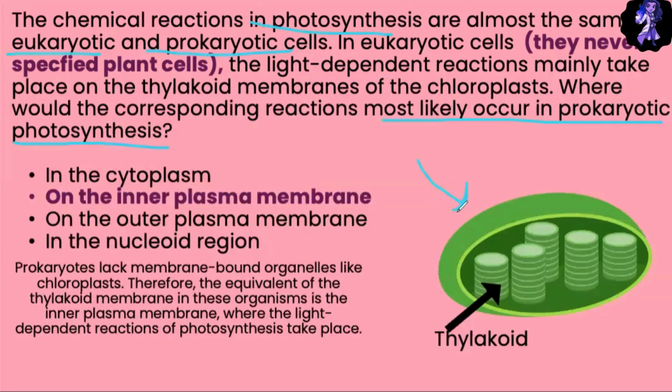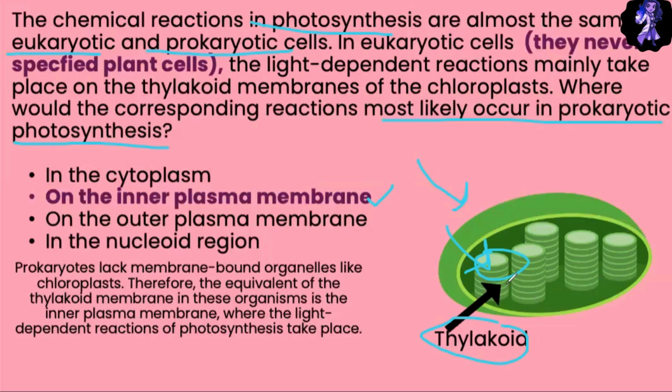chloroplast. Well, we know that there are thylakoids and there are these disc-like shapes, and those disc-like shapes are there to catch the sunlight. And so it's going to be on the inside, not the outside, because of the thylakoid that we mentioned very briefly. And it is going to be in the inner plasma membrane based on the fact that they mentioned the thylakoid.